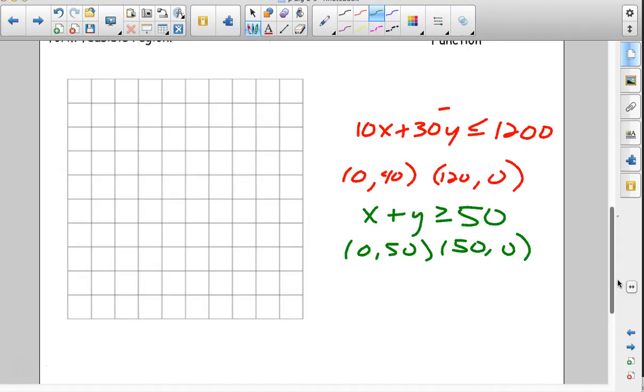So still thinking in advance about my horizontal and vertical axis, I realize, well, for my y's, so far my top number is going to be 50, but for my x's, I'm going to need to go to at least 120. But I had one more constraint, and that was 4x plus 20y, so one more color, and that had to be less than or equal to 600.